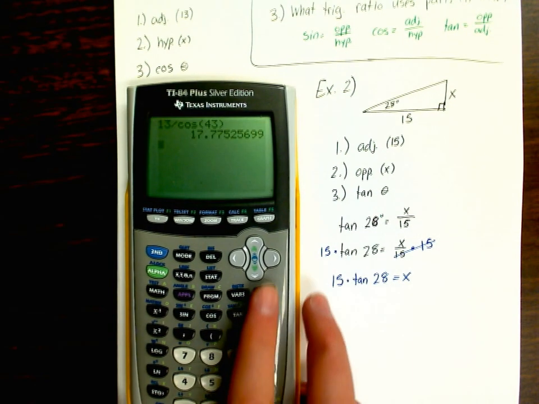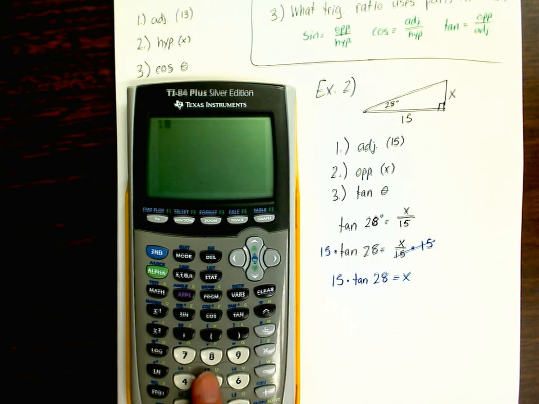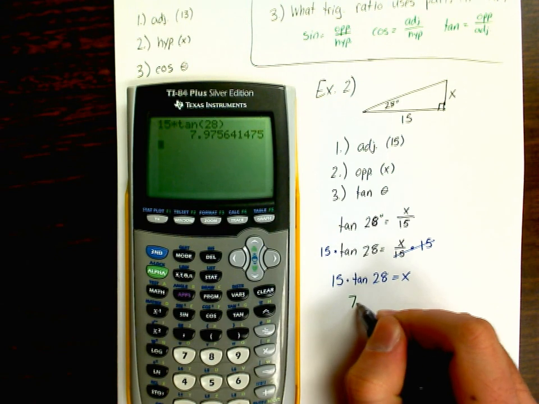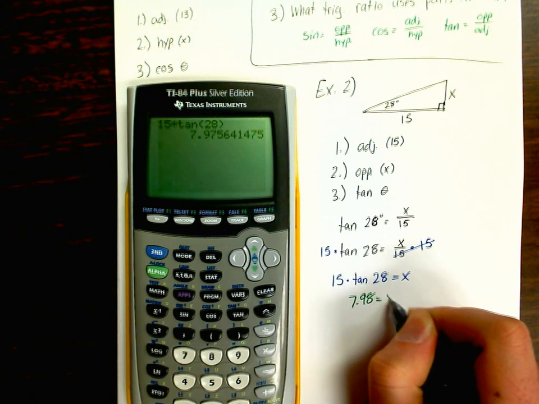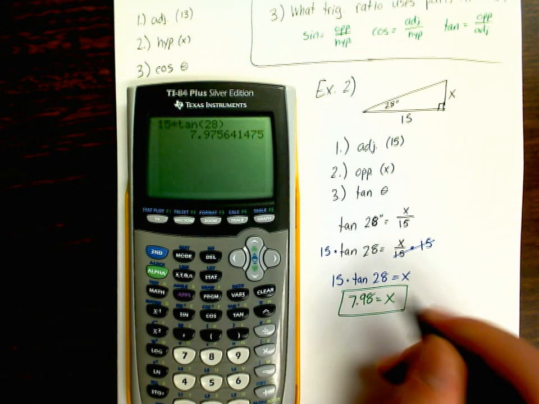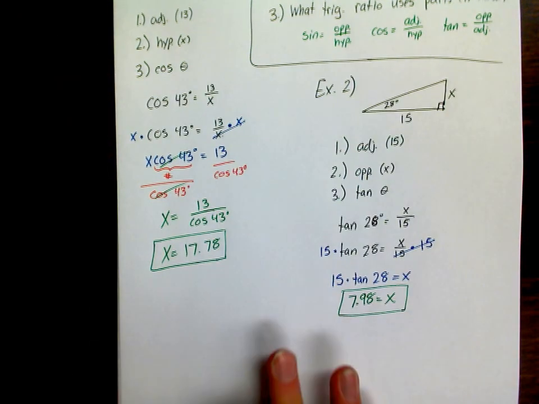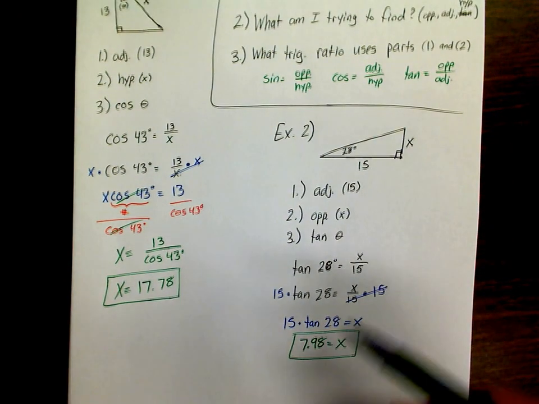So this time we're going to go 15 times tangent of 28. It tells me 7.98 when you round. So 7.98 equals x. There we go. Makes sense. It's shorter than 15, the side that I knew. It's the shortest side. We're good.